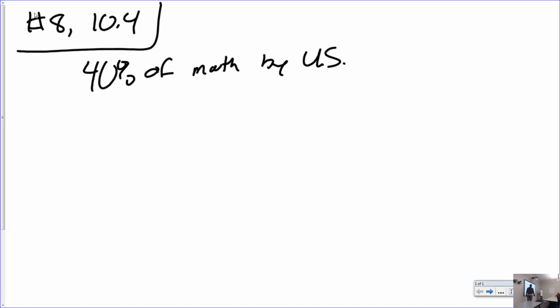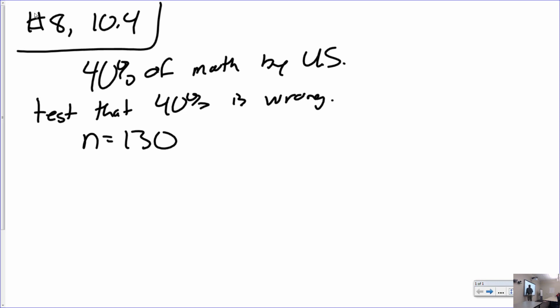A mathematics chairperson of a prestigious university wishes to test the claim that this percentage is no longer 40%. Test that 40% is wrong. He has no indication of whether the percentage has increased or decreased since that time. He surveys 130 of the latest articles published by reputable mathematicians' research journals and finds that 62 of these articles have U.S. authors.